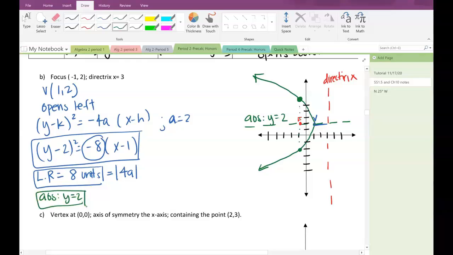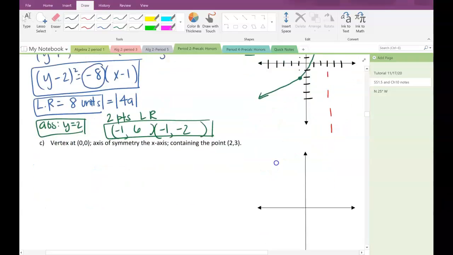What else are we missing? The 2 points of the latus rectum. And we can simply just look at the graph, or we know the 2 points for the latus rectum. We know the focus has an x-coordinate of -1, so both of those are going to be -1. Now the latus rectum length is 8. So that means we're going to add 4 and subtract 4 from the focus y-coordinate. So if I add 4, that's 6. If I minus 4, that's negative 2. And then box that up. Bam, just like that.